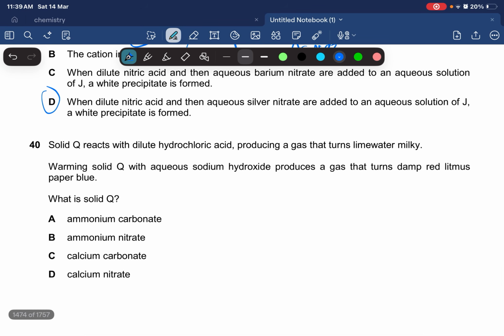Simple. Solid Q reacts with HCl, producing a gas that turns lime water milky. Okay, we have a solid that's reacting with HCl to produce carbon dioxide. So the solid is going to be a carbonate for sure. Warming solid Q with aqueous sodium hydroxide produces a gas that turns damp red litmus paper blue. Test for ammonium ion. Simple.